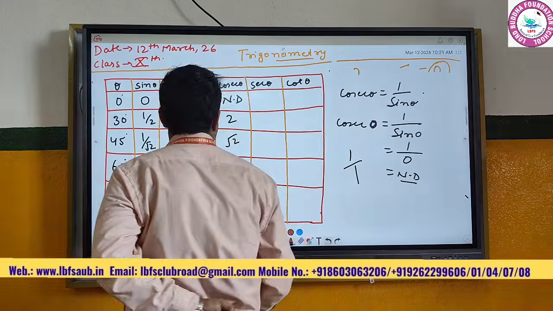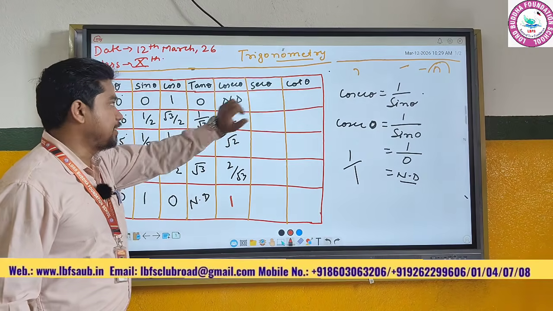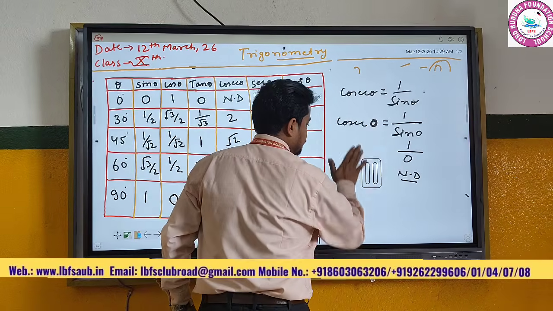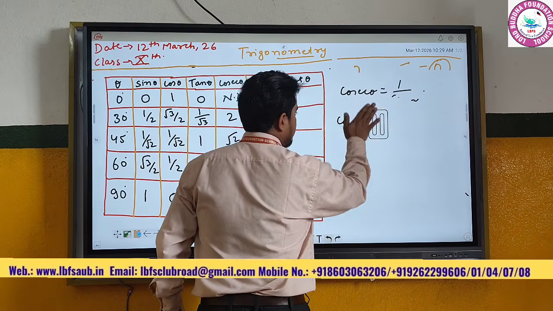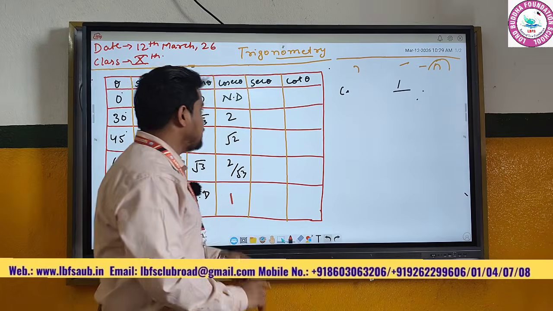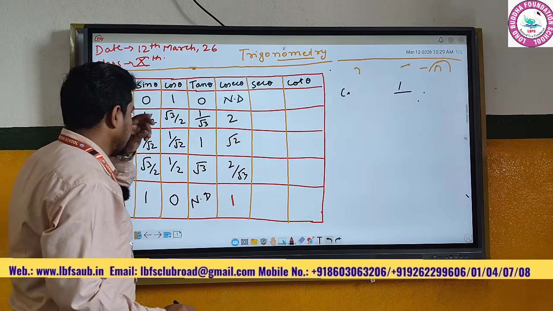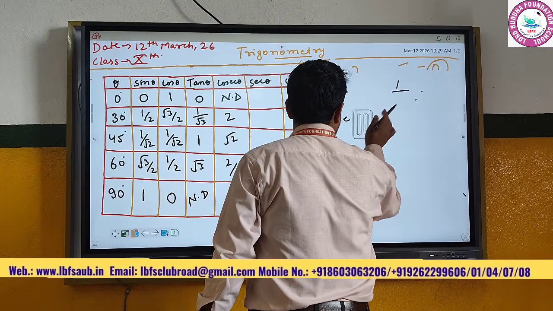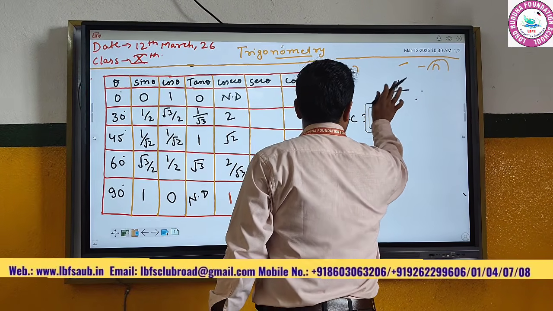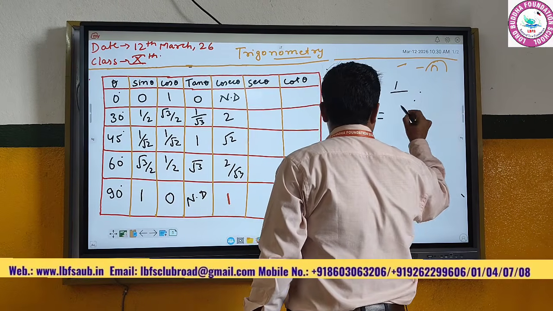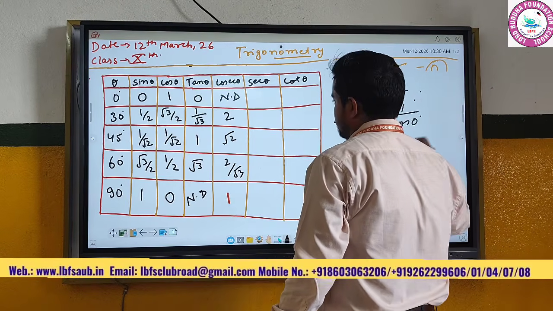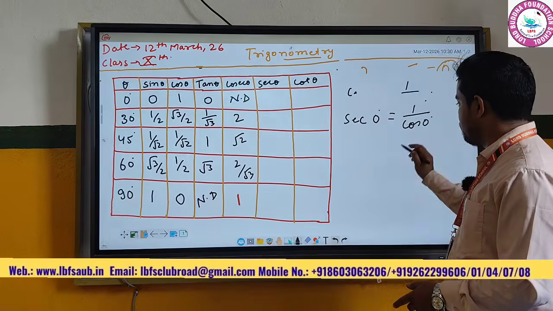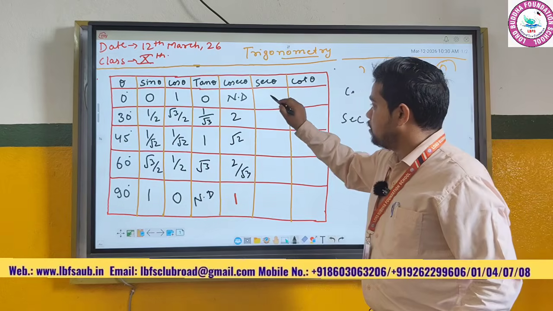Okay. Now we have to find out the value of sec theta. The value of sec theta is the inverse of cos theta. Like we have to find out the value of sec 0 degree, we get 1 upon cos 0. The value of cos 0 is 1. So 1 upon 1 is obviously similar to 1.